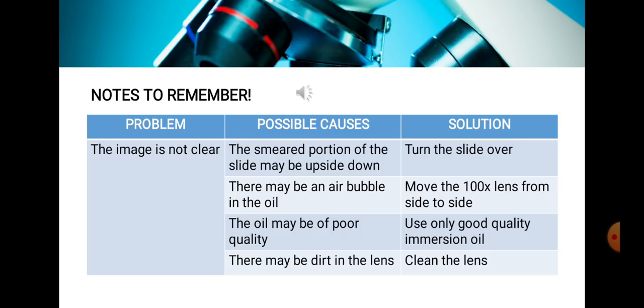The next one is that there may be an air bubble in the oil. Therefore, you have to move the 100 times lens from side to side. The oil used may be of poor quality. Therefore, you must use only good quality immersion oil. And then lastly, there may be dirt in the lens, so you have to clean the lenses.